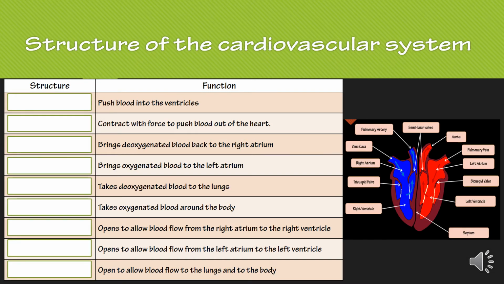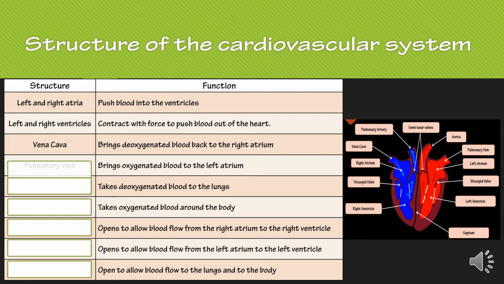If we look at the brief functions now, the left and right atria push blood into the ventricles. The left and right ventricles contract with more force than the atria to push the blood out of the heart, into the aorta around the body, and into the pulmonary artery back to the lungs. The vena cava brings deoxygenated blood back to the right atrium. The pulmonary vein brings oxygenated blood to the left atrium from the lungs. The pulmonary artery takes deoxygenated blood back to the lungs. The aorta, the biggest artery in the body, takes oxygenated blood around to the body tissues.